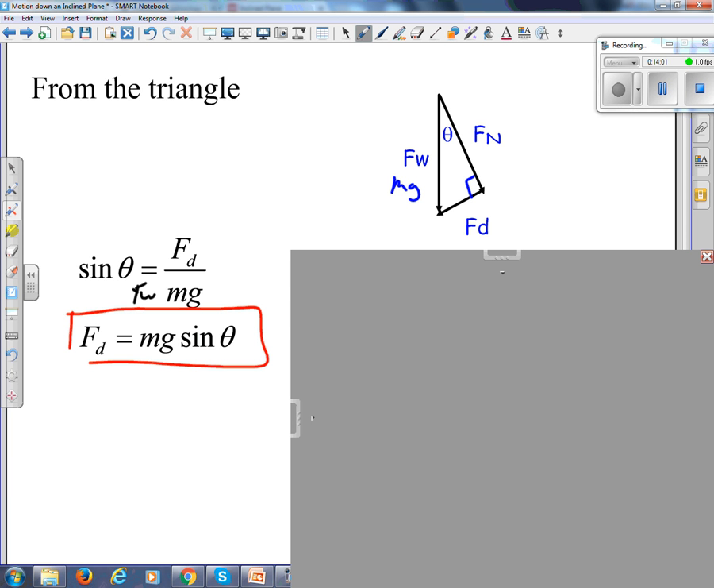Punch it in. Sine of 90 is 1, because it's just a right angle. Unit circle. Sine of 90 is 1, right? So if the table is at 90 degrees, and I'm not going to put it at 90, but if it was right up like this, then Fd is just m times g.